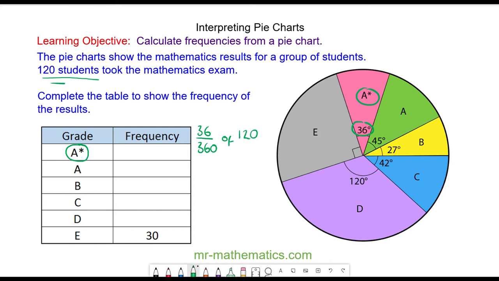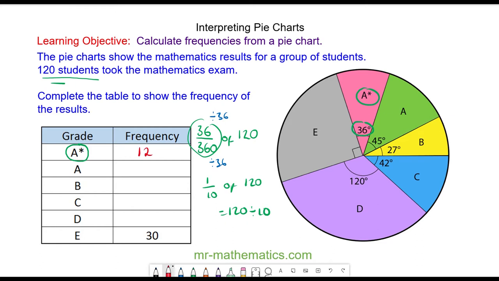So to calculate this, we're going to simplify this fraction. We can divide both by 36. So we have 1/10 of 120, which is 120 divided by 10, which is 12. So 12 people attained a grade A star.